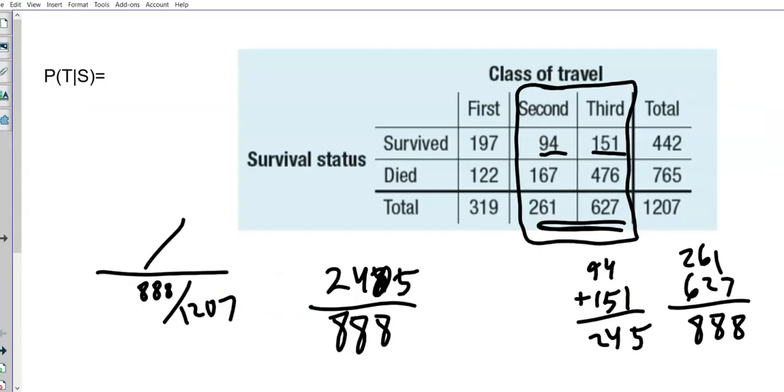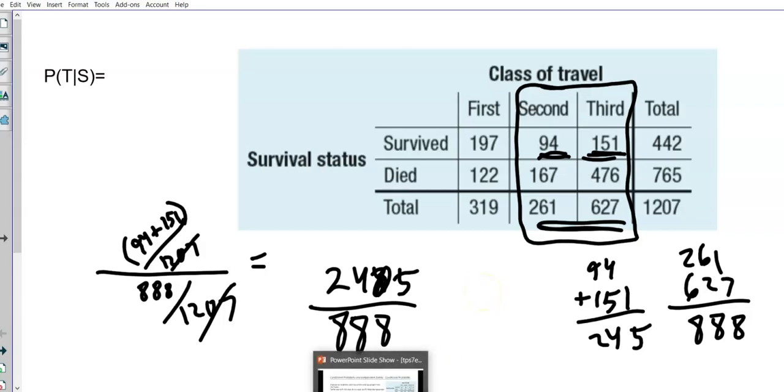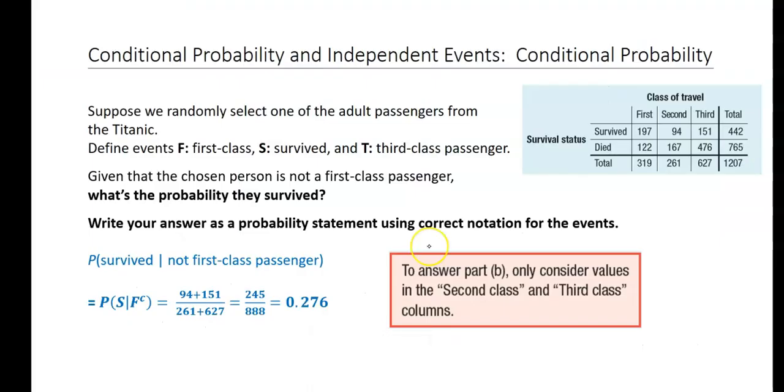So let's get to there. Surviving, so this is still out of 1207. In the numerator would be two numbers: surviving and not first class. So 94 plus 151. If you simplify those fractions, you multiply by the reciprocal, the 1207s end up canceling, and you end up getting the same fraction we got before, 245 divided by 888. I think that's more work to do. I don't usually use the formula, but you're welcome to use the formula.